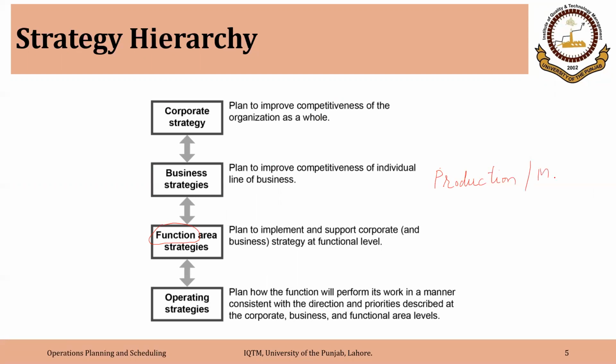Production or manufacturing strategy is an example of a function area strategy. So we will be discussing 2 strategies under production or manufacturing strategy discussion, level strategy and chase strategy.